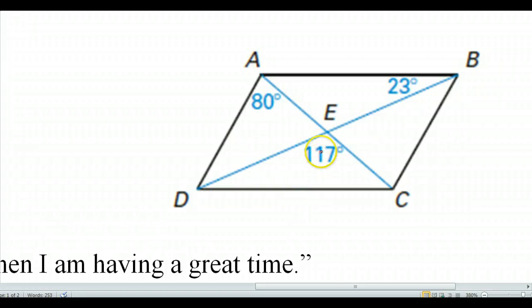Okay. Vertical angles are equal. So if this is 117 down here, then I have 117 up here.